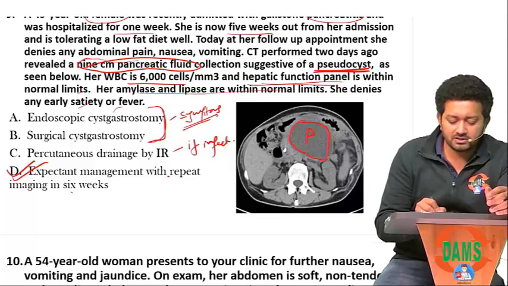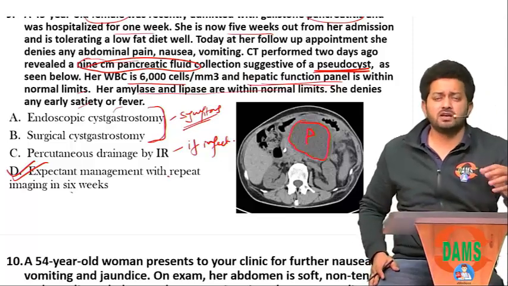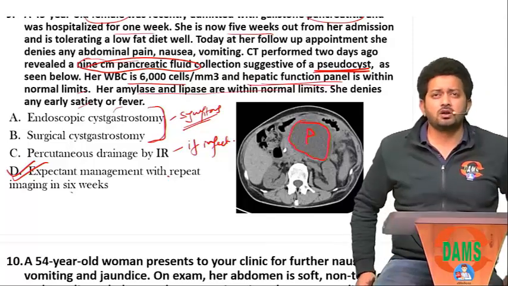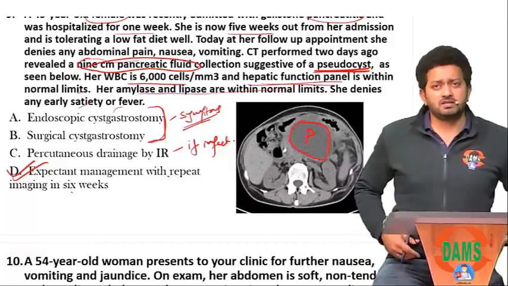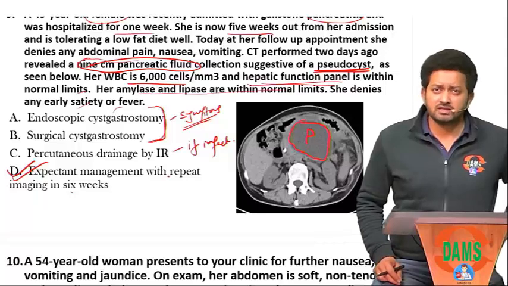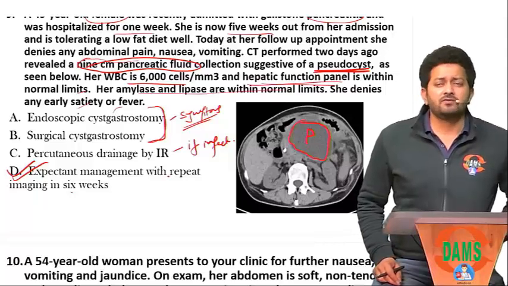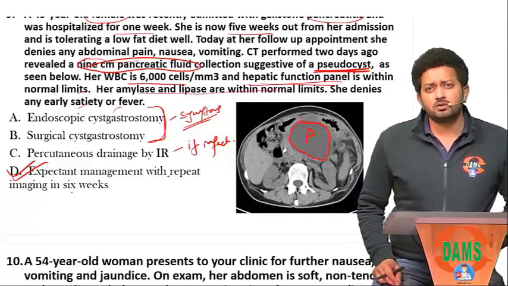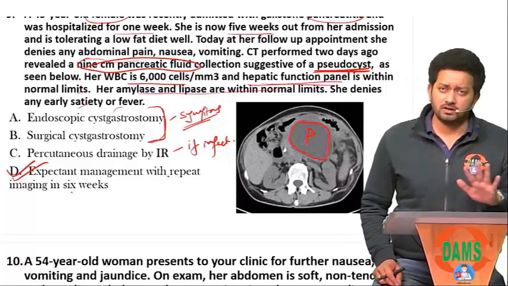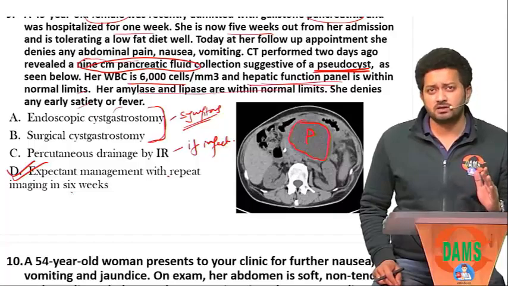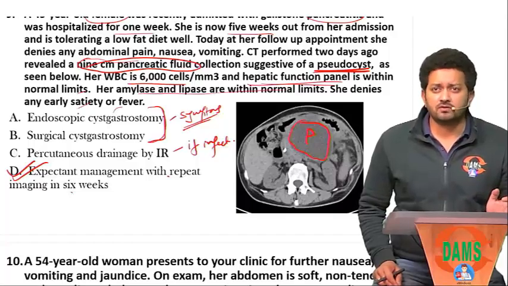If it is not subsiding, patient is having fever, or patient is having recurrent vomiting, or it is compressing some nearby neighboring structure which is causing discomfort to the patient, then in those cases you have to intervene. Otherwise, if just on an imaging it comes out to be pseudocyst, not causing any problem, you can also wait and watch, and most of the time, 75% of the time, that cyst will resolve on its own.